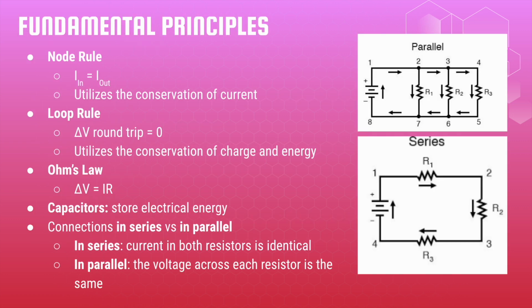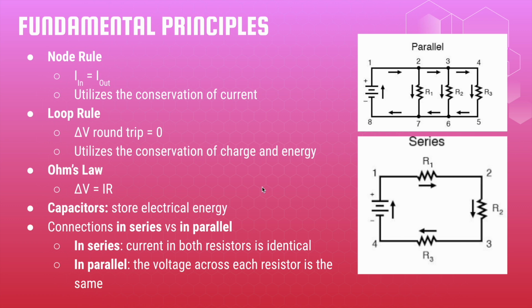The fundamental physics principles in this lab are as follows. The node rule, which states that the current coming into a node is equivalent to the current coming out of the node, and this utilizes the conservation of current. The loop rule, which states that the change in electric potential round trip in a circuit is equivalent to 0, and this utilizes the conservation of charge and energy. Ohm's law, which states that the change in electric potential is equivalent to current times resistance.